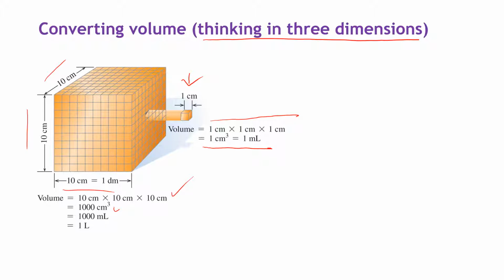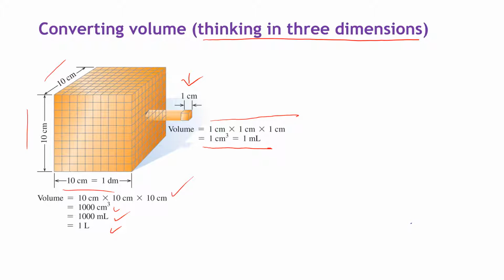So we could use that to say that 1 centimeter cubed equals 1 milliliter, and it follows that 1,000 centimeters cubed equals 1,000 milliliters equals 1 liter. So this is all very well and good, but how do we use this if, let's say, we had a box of a different size, and we wanted to convert from centimeters cubed to decimeters cubed? Okay, well, that's very doable.